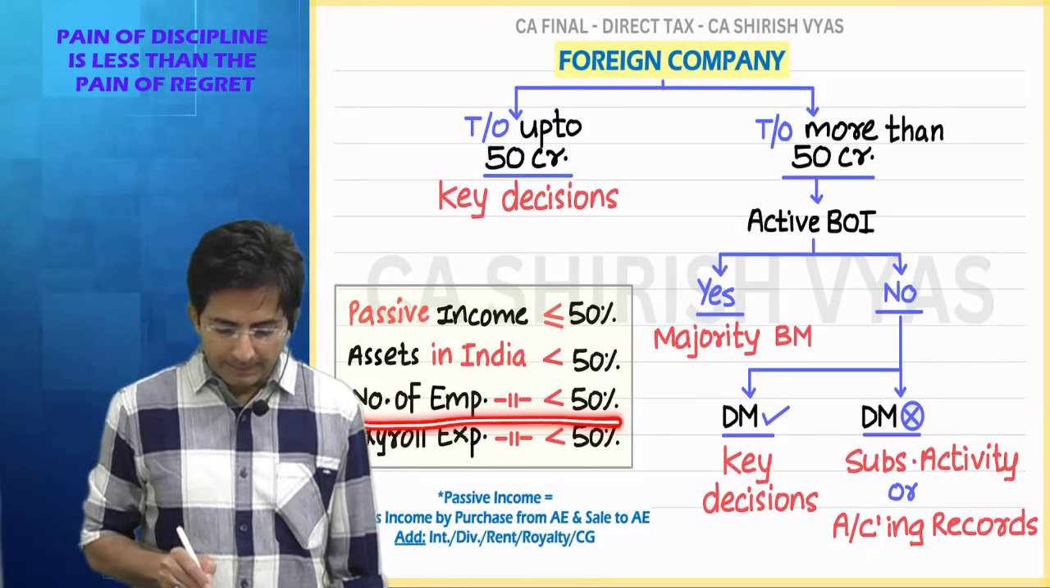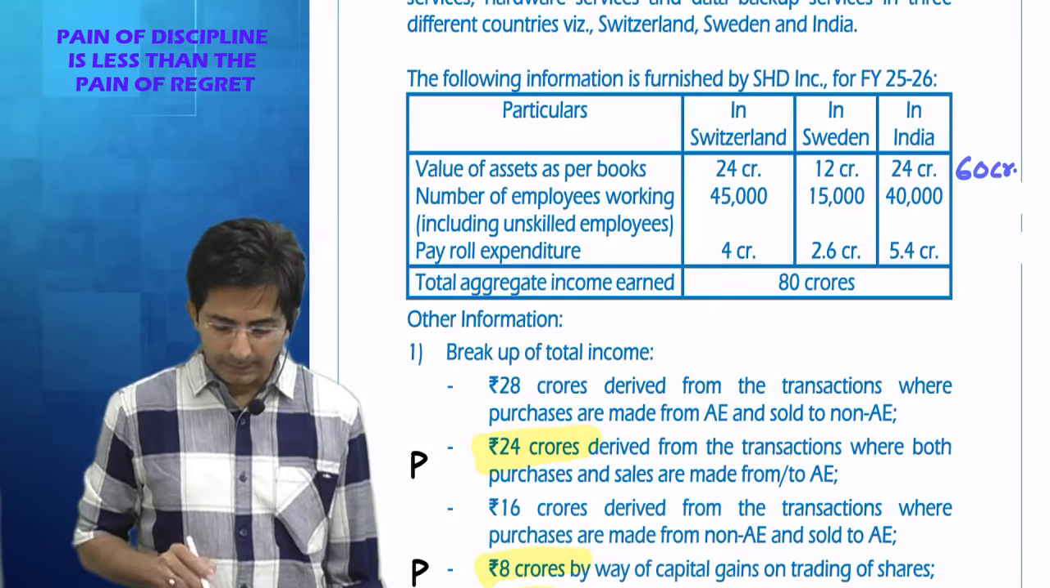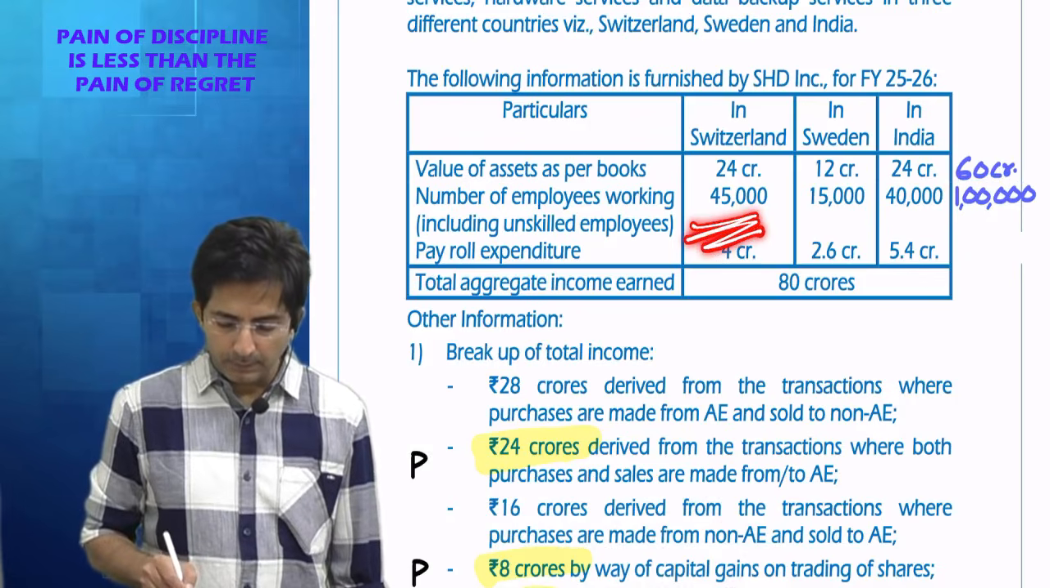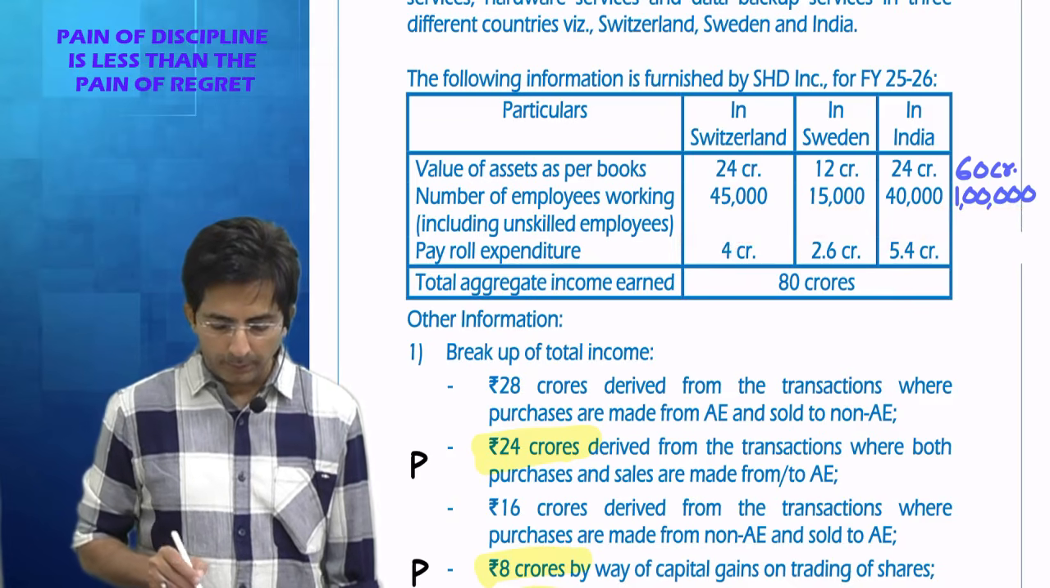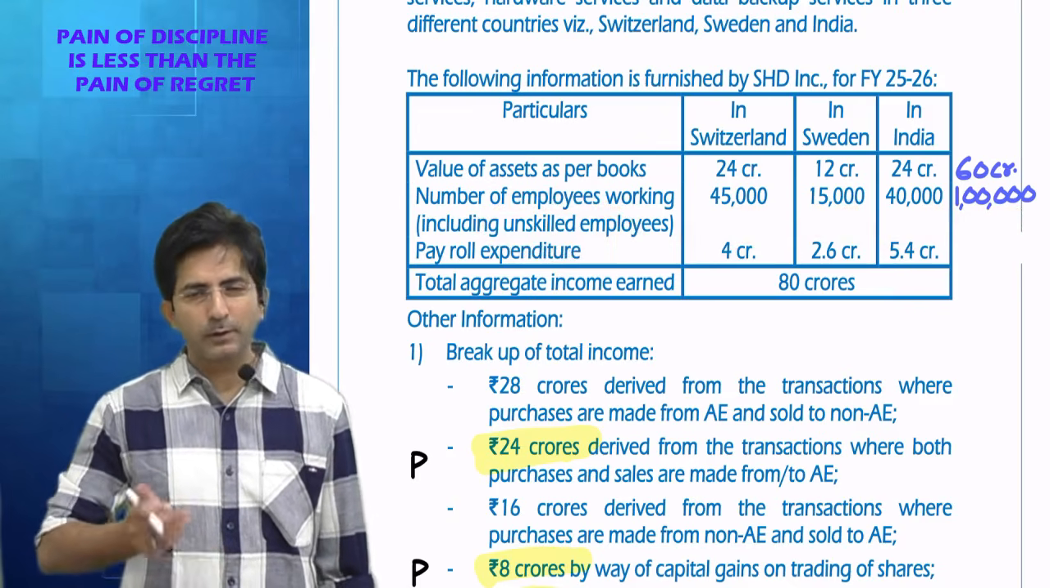Then the third criterion is that the number of employees should also be less in India. So see, what is the total number of employees they have? 45,000 in Switzerland, 15,000 in Sweden, 40,000 in India. In all they have 1 lakh employees. But it includes some unskilled employees also. This is just for confusion.